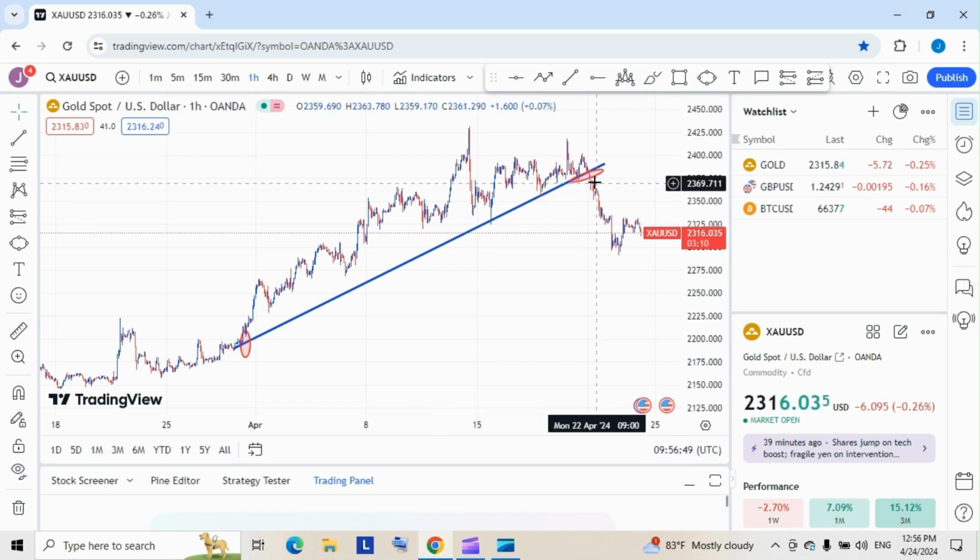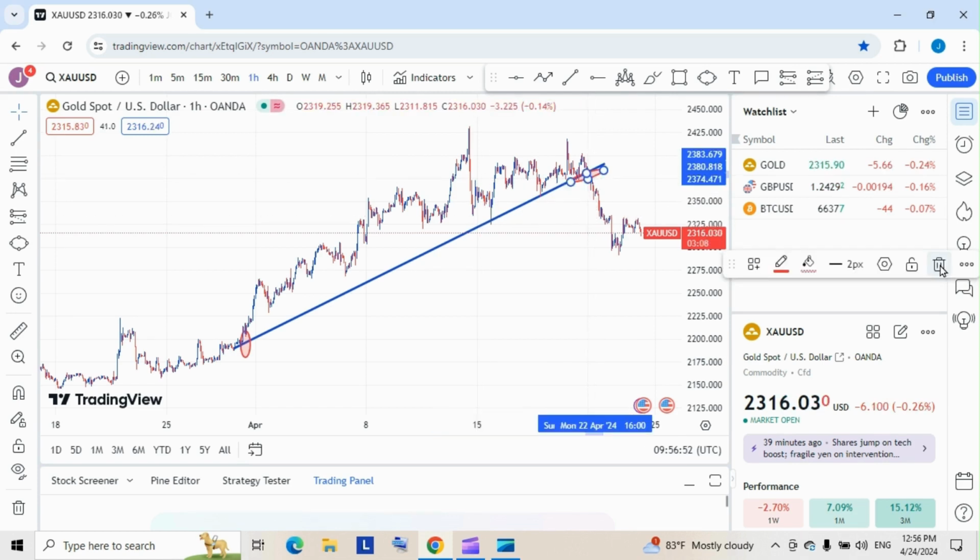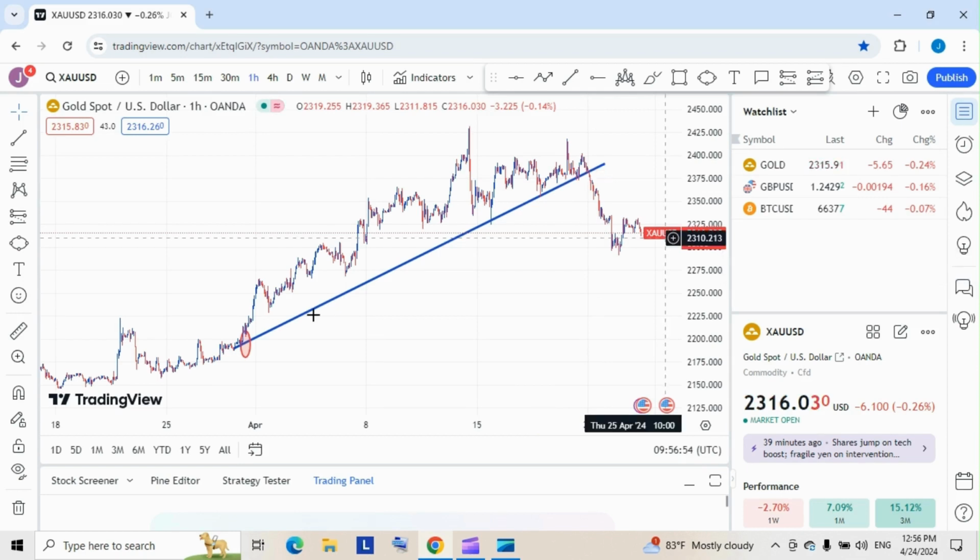Okay, the more you are connecting the trend line, it's going to be less reliable, which means that yeah, it's going to be a breakout. Okay, so this is it. Let's move to the 30 minutes.